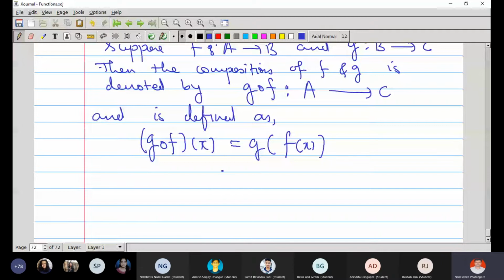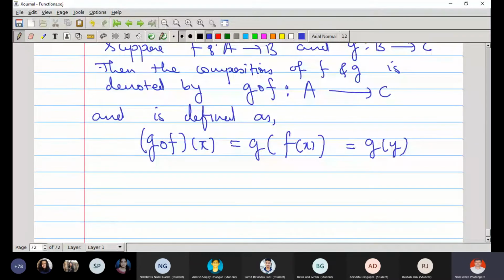Composite function is a new function, but how does it act on any element of A? So first the action of F on X, and then whatever element you get, say Y, G of Y. So whatever element you get, apply G on that. So this is how we define the composite function.